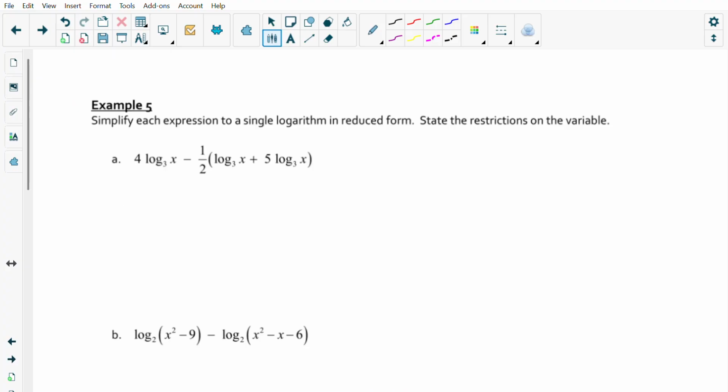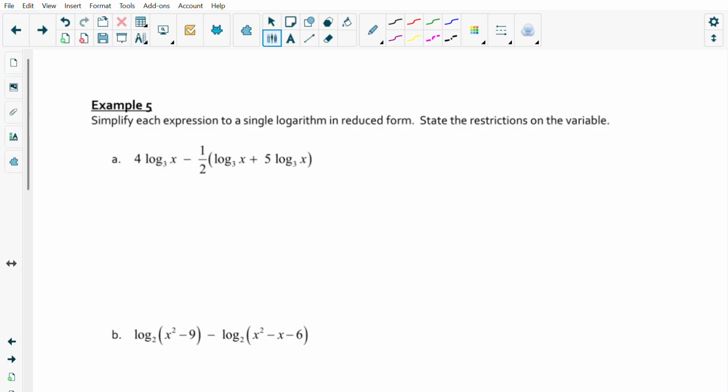Next page. Example 5. Simplify each expression to a single logarithm in a reduced form. State the restrictions on the variable. Okay, we know from our transformations lesson, we know from our basics of logarithms, our intro, all those restrictions. So we have to come back and remember what are the possible restrictions, okay?